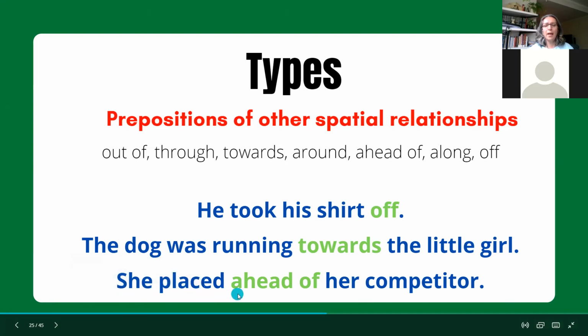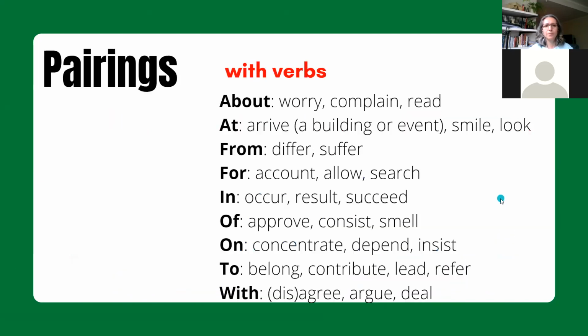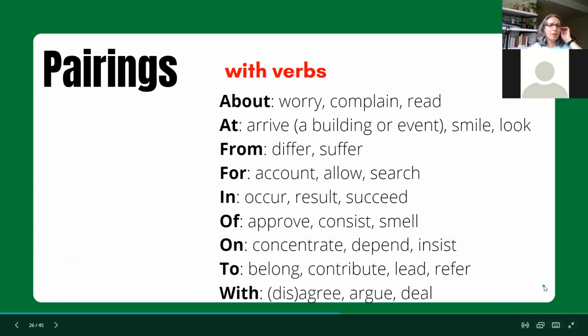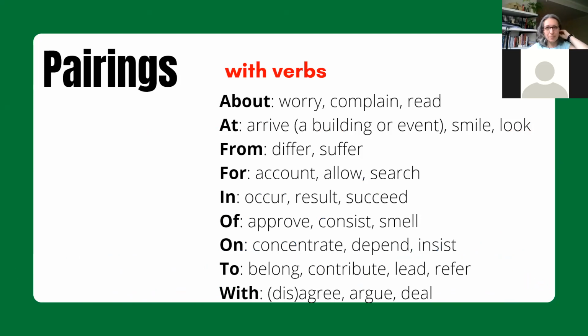And this one is she placed ahead of her competitor. So there's another noun phrase there. And this is a pair of pair working as a preposition. There are some logical pairings and some pairings that take place with verbs. And they're just certain ways. And this is what we call almost idiomatic expressions because they convey a different meaning than the verb itself.